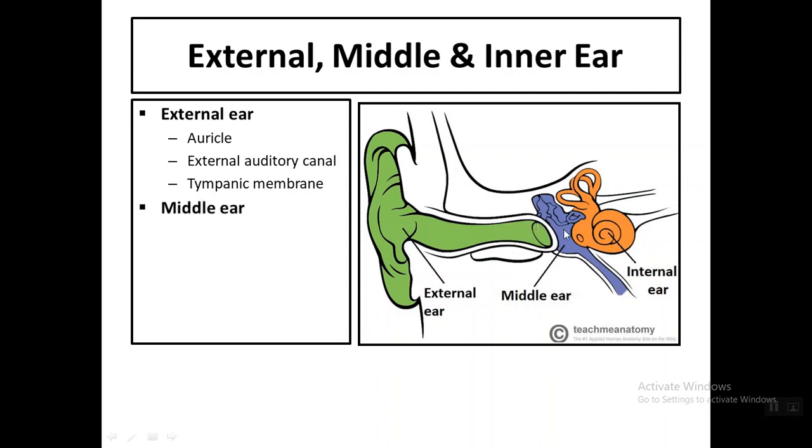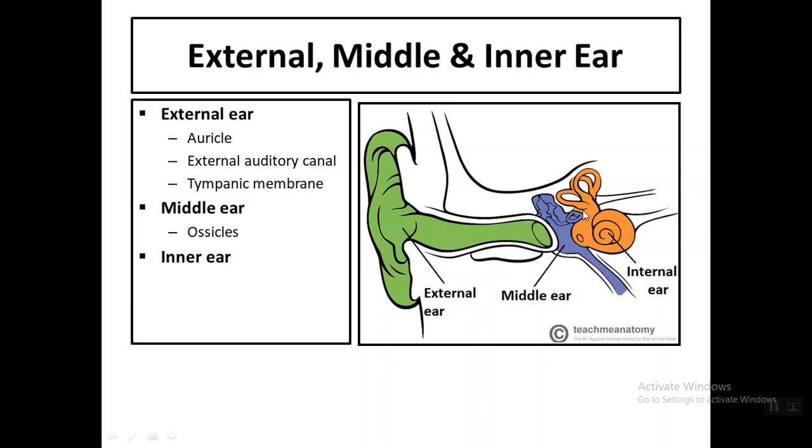The middle ear, the next part of the ear, is the middle ear, or another name is the tympanic cavity, which contains the ear ossicles, or the bones of the middle ear. The middle ear is continuous with the nasopharynx through the Eustachian tube.